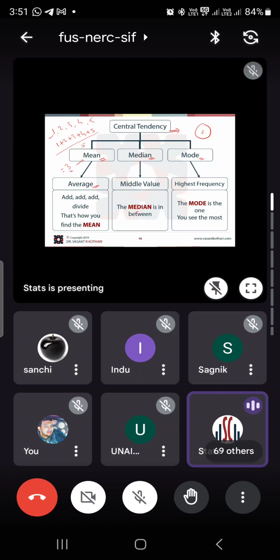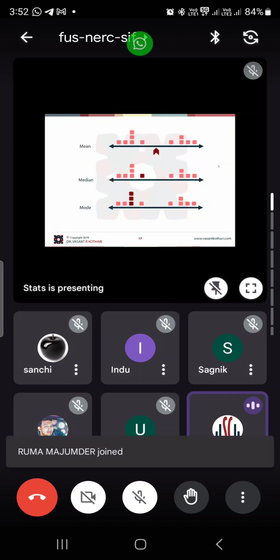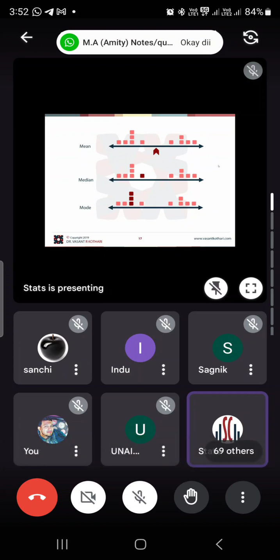What is the middle value? The median is the middle value. When you arrange the data in ascending or descending order, the number which comes in the center is your median. In this example, 3 is the median value, with 1, 2 on the left and 4, 5 on the right. So 3 is in the center. What is the mode? The mode is the one you see the most, the number with the highest frequency. We'll see this graphically and then we'll see the example also.